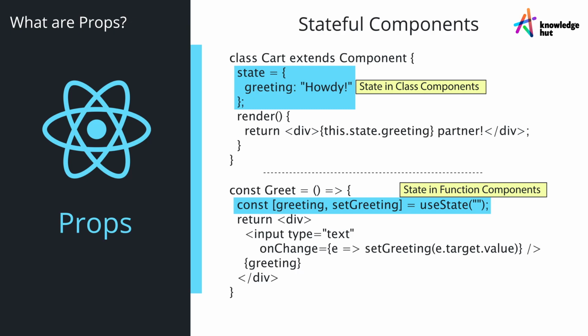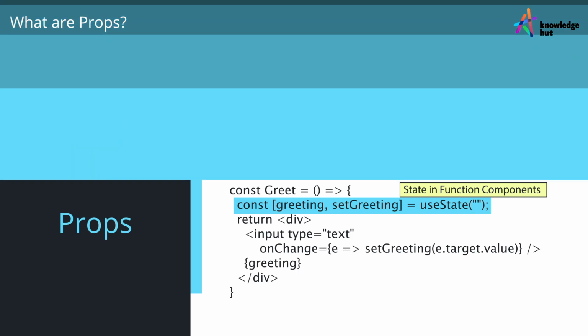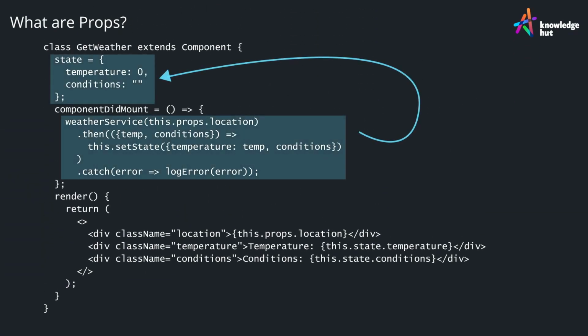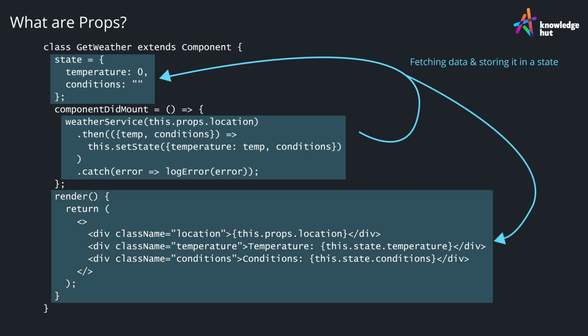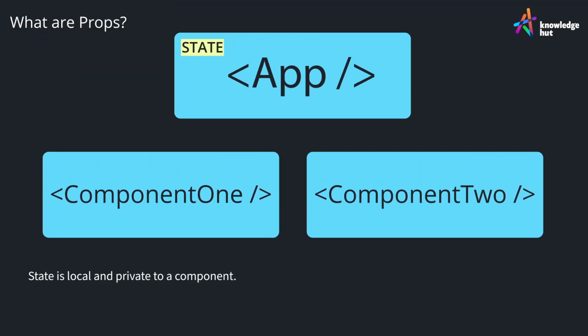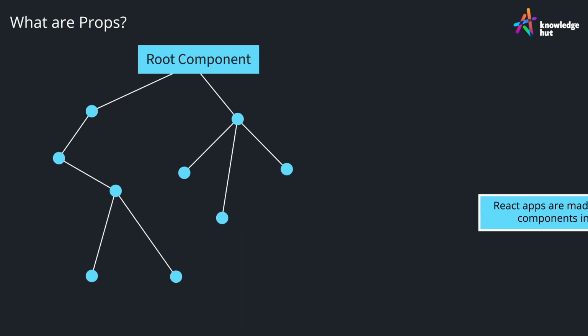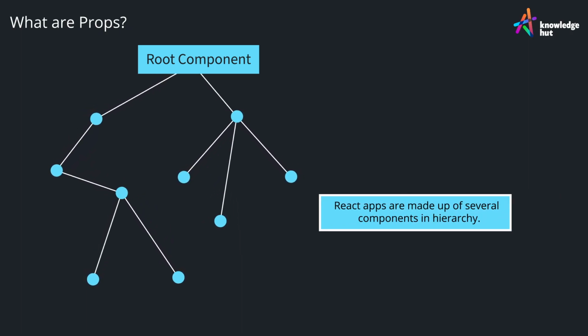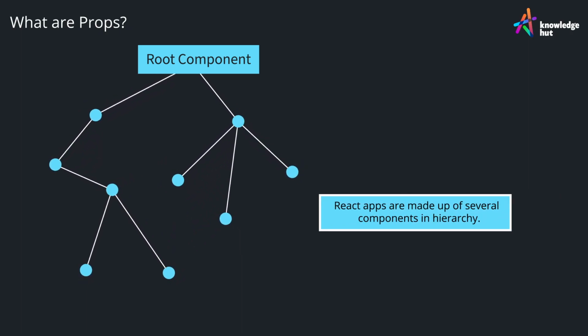State is used when a component has to store and process dynamic data, and state is always local to a component. For instance, you could have a component that fetches data from an API and stores it in its own state. As soon as the state is updated with this data, the UI renders to display the data on the screen. But since state is local and encapsulated within a component, how do you share this data with other components down the hierarchy? A typical React application is made up of several components, and there has to be a way to share state data between them.